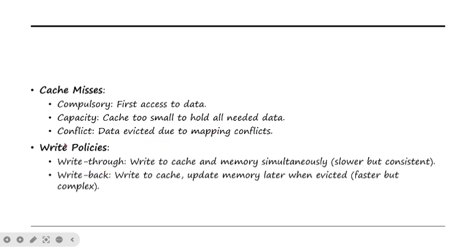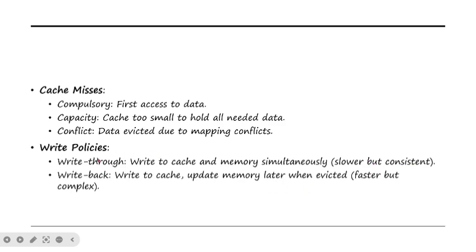And then we move on to the write policies. The write policies decide how data is written to cache and then memory. Under it we have write through. With write through, data is written to both cache and main memory at the same time. So we have here write to cache and then memory simultaneously, slower but consistent.